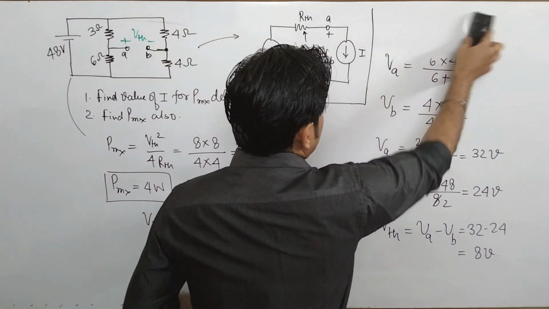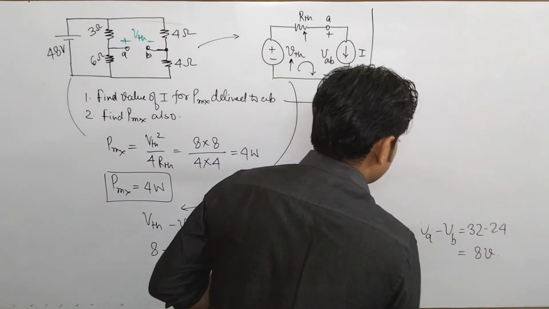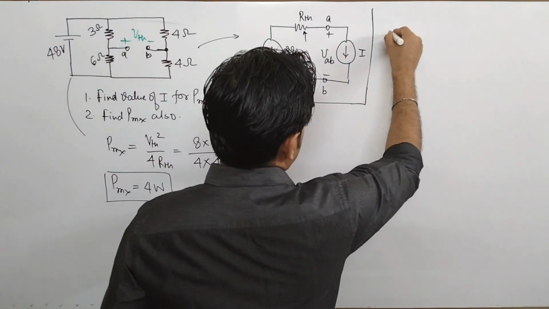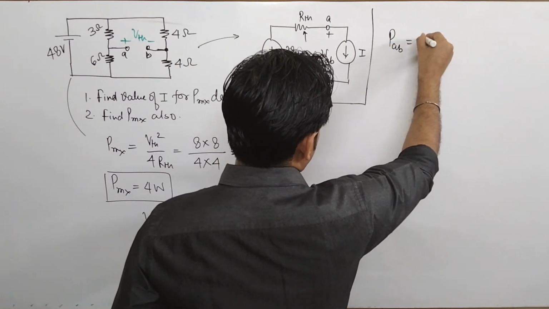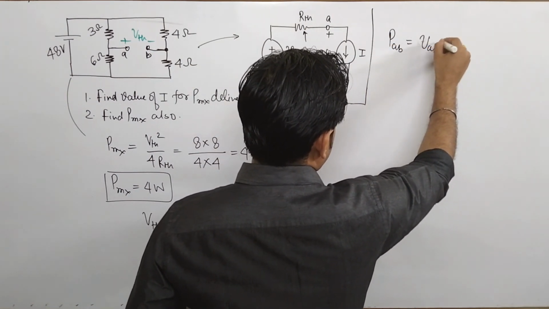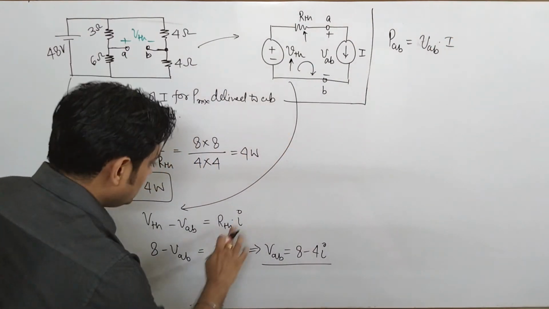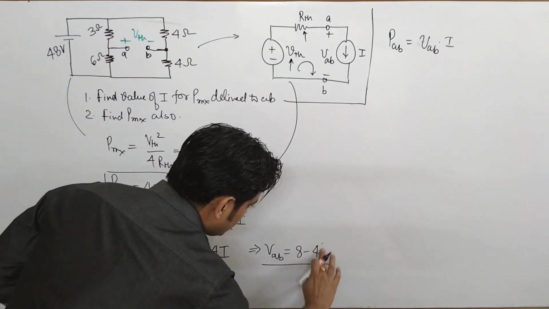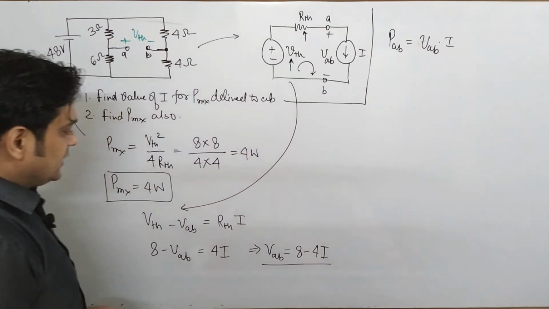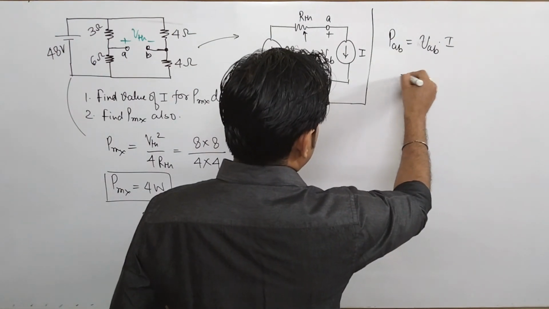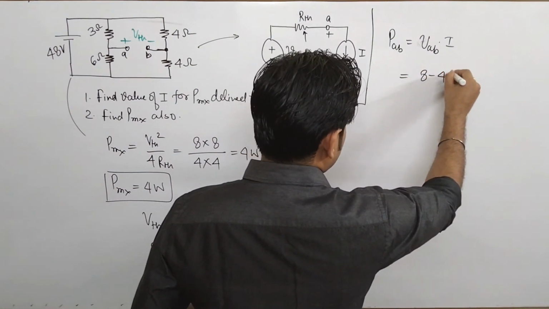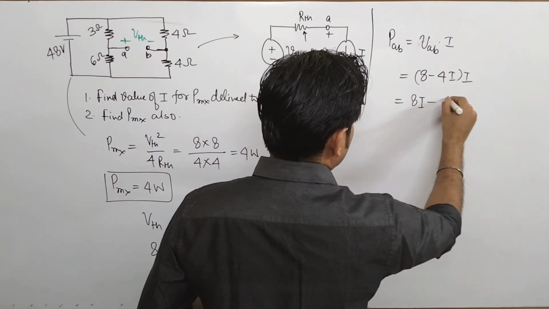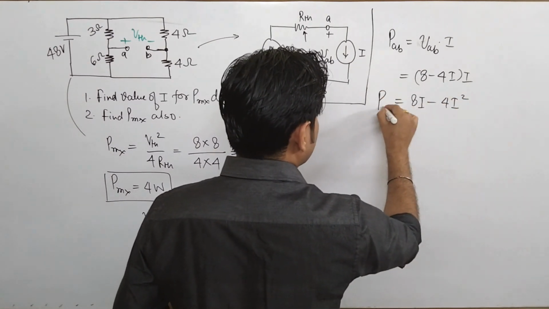So if you see the power across this current source, that comes to be PAB is equal to what? VAB into I. Yes, very simple. Here this I, I am taking as capital I. Okay, just do not confuse, I am taking it as capital I. So you can say it is 8 minus 4I into I, so that comes to be 8I minus 4I square. So this is your PAB.